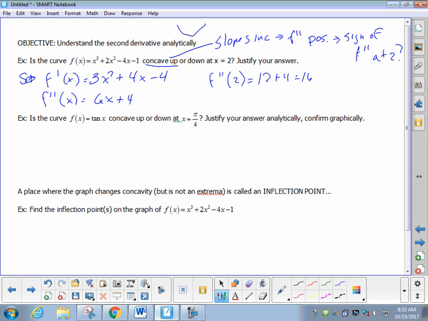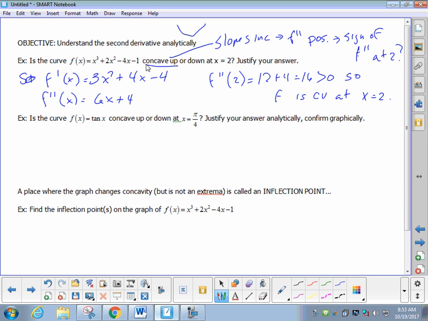Now just to find the answer. Okay? Is this concave up or concave down? Concave up. In order to justify that, you'd say this is greater than 0, so f is concave up at x equals 2. Now, there's a huge danger here in AP free-response questions.